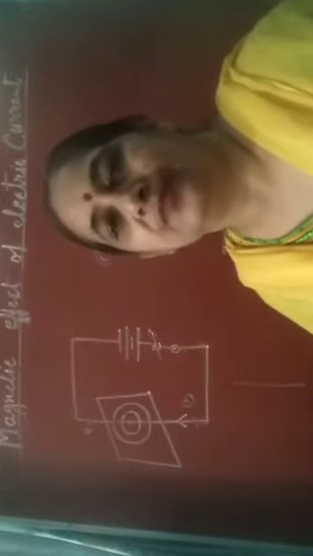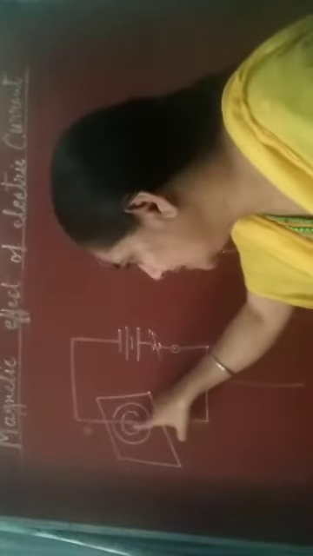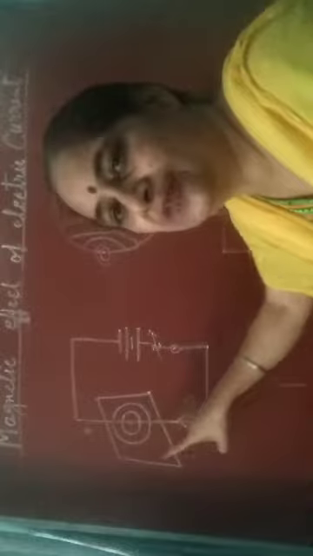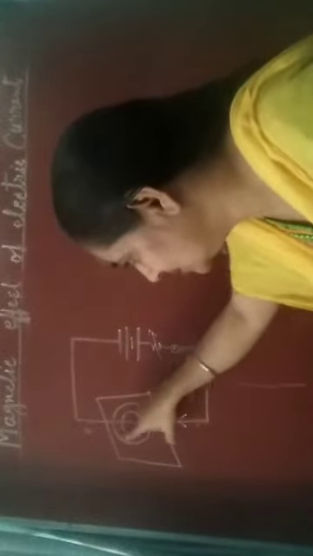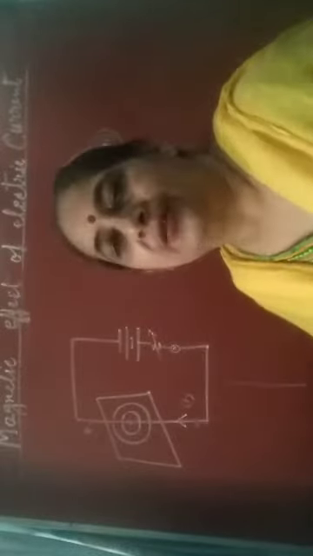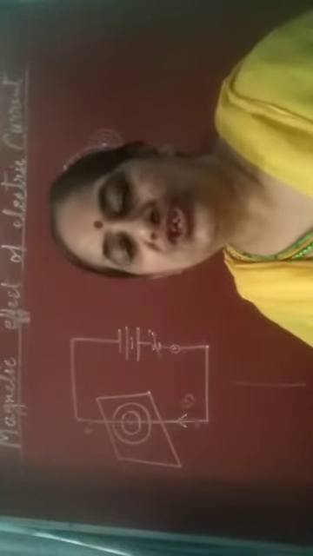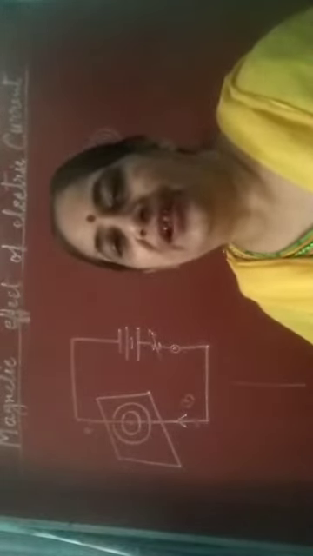And here we have taken one cardboard. On this cardboard we will sprinkle iron filings. When electricity is passed, this conductor will behave as a magnet and the iron filings will arrange themselves into concentric circles. You can see concentric circles on the cardboard. So this shows there is a magnetic field in the form of concentric circles.